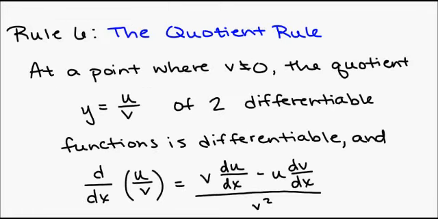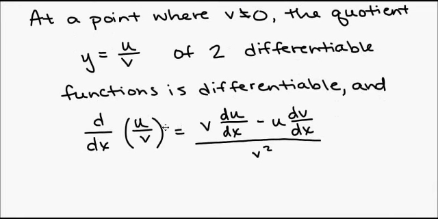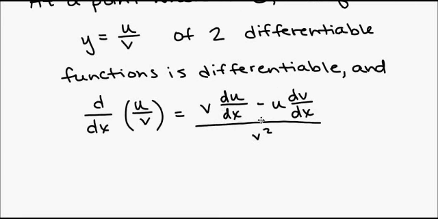We're going to start out with the quotient rule. So you saw the product rule in the last video. This is the quotient rule. At a point where v is not equal to 0, the quotient y equals u divided by v of two differentiable functions is differentiable, and d dx of u over v equals v du dx minus u dv dx over v squared. This seems tricky to remember, and it can be.